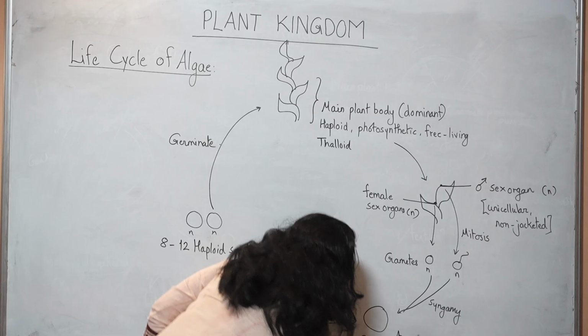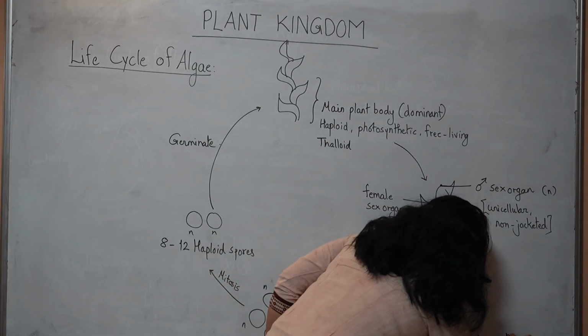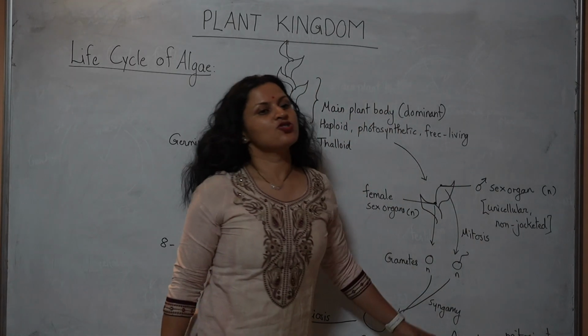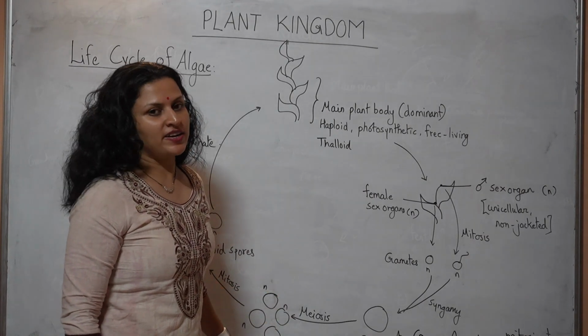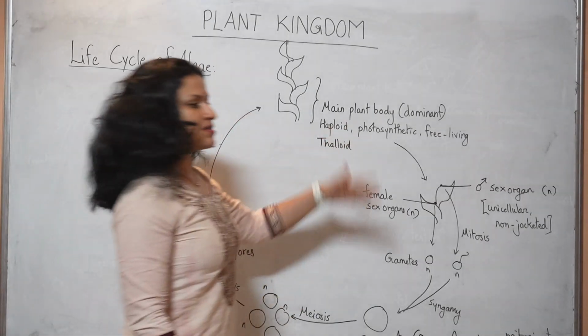We can mention here, does not undergo mitosis to produce embryo. No embryo formation is present in the case of the algae. That's why they are called non-embryophytes, and that's when the bryophytes become the first embryophytes. So this is the life cycle.